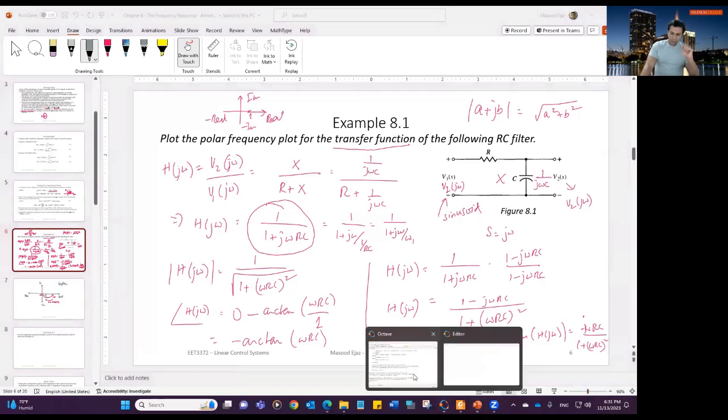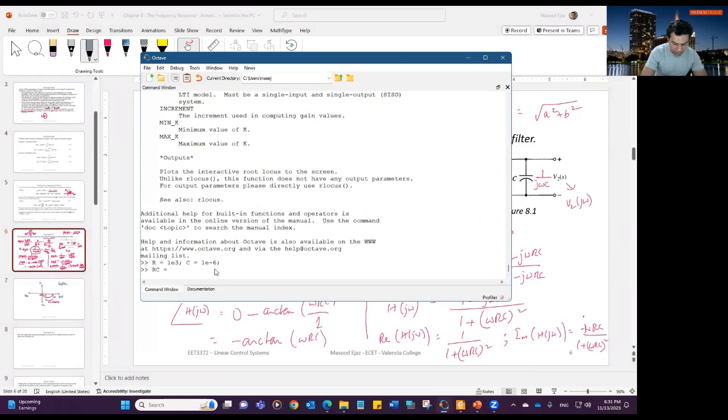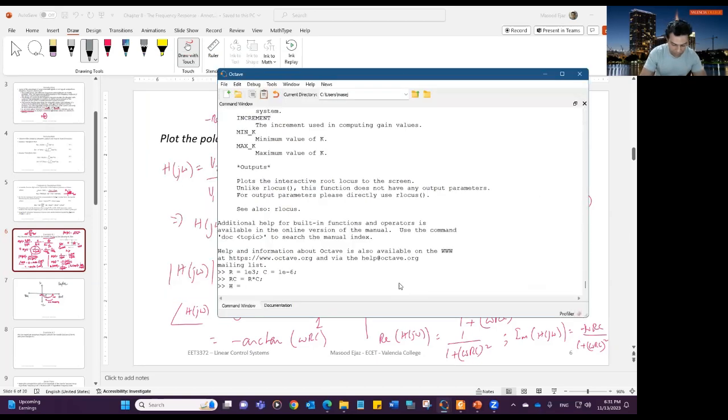Let's assume your R is 1 kilo ohm and your C is 1 microfarad. Then your RC simply is R times C, which will be 1 milli, basically 1 exponent -3. So your H is simply 1 over 1 plus j omega RC.